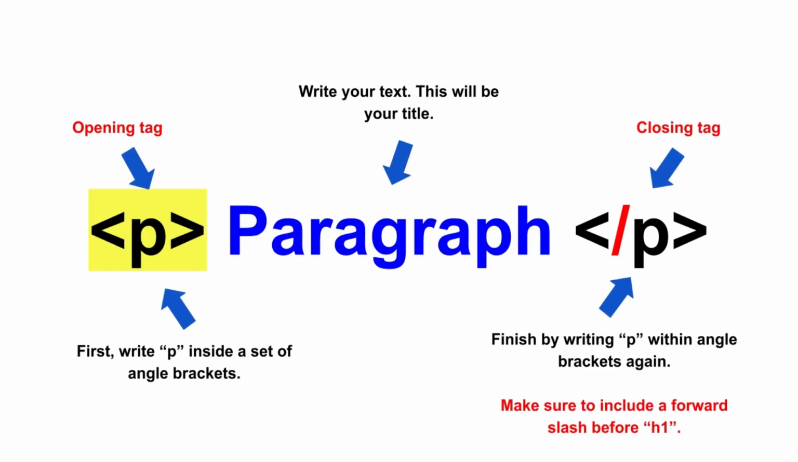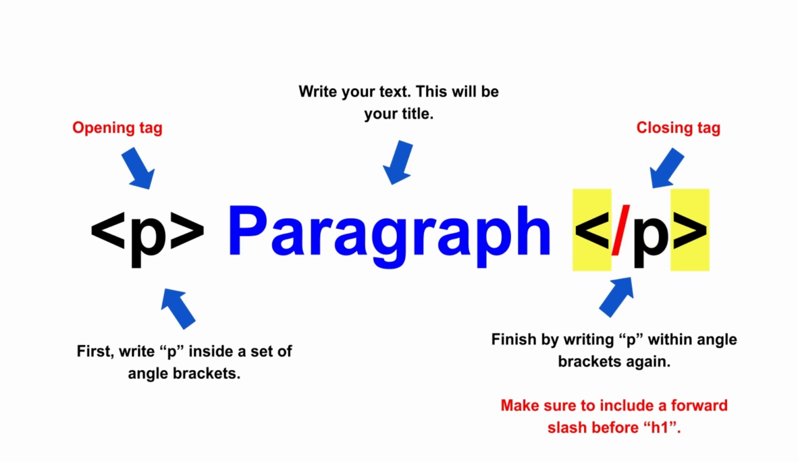To write a paragraph element, first write your opening tag. Write P inside a set of angle brackets. Writing the open tag should automatically write the closing tag for you in your code. If not, then write your closing tag.